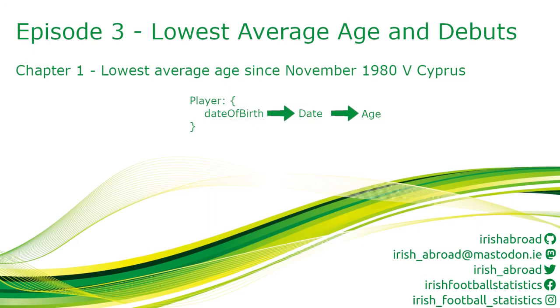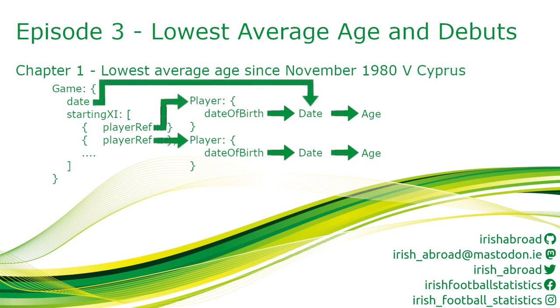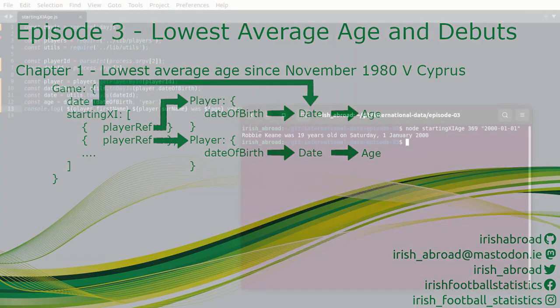Now that we can get the age of a player on a given date, let's update the program to get the ages of each player in the starting 11 of a given game. We'll use the playerRef attribute of each object in the starting 11 array to get the relevant player object, then use the date attribute of the game object itself to calculate each player's age.